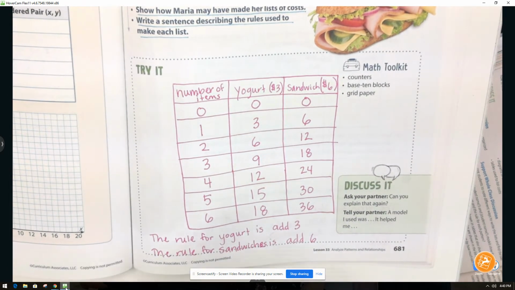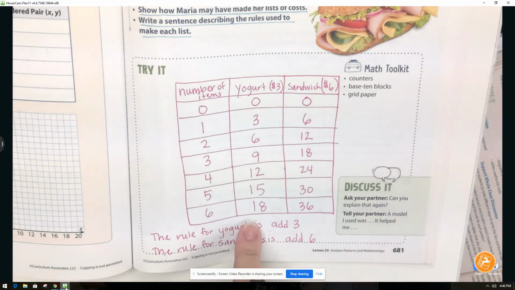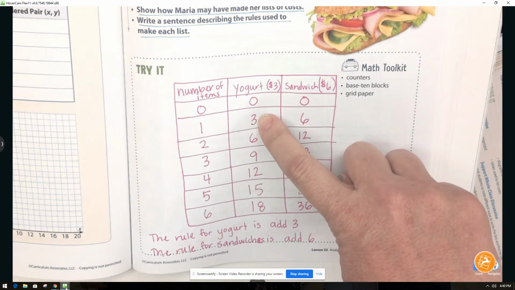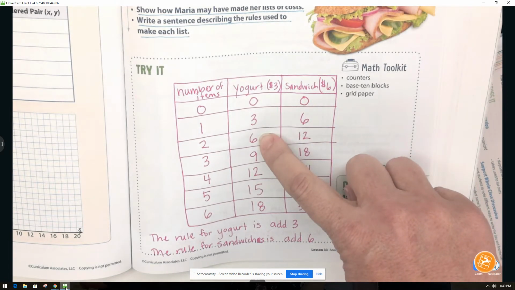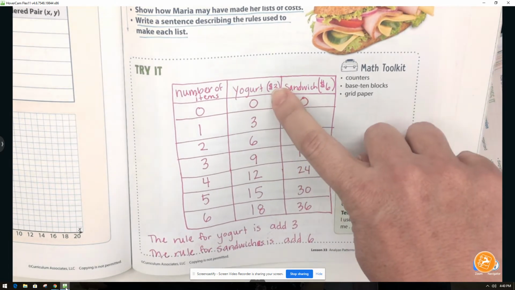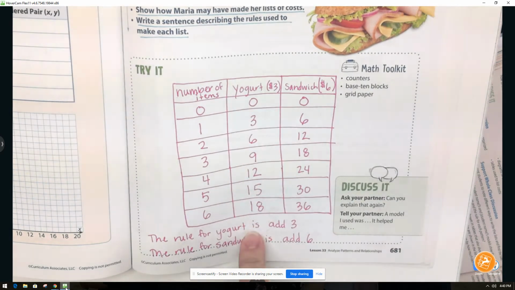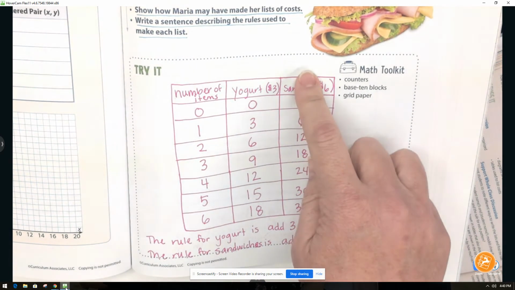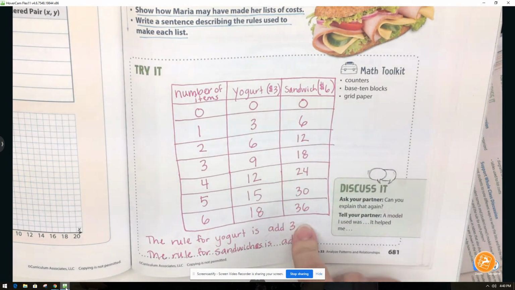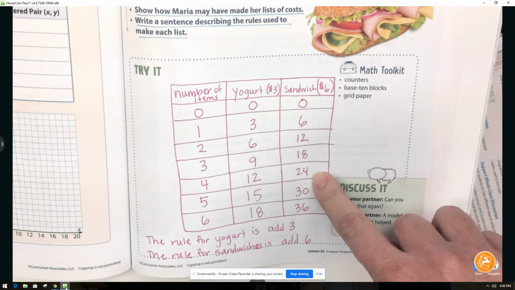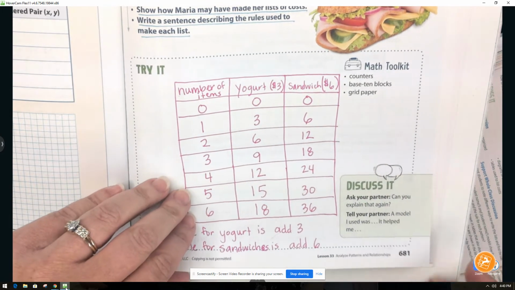So when we're looking for the rule, we always look at what is the rate, the amount of change from one term to the next. And we're going to get into that vocabulary in a minute. But what is it to go from one term to the next in the same, in this case, column because of the way I drew it. And then for sandwiches, it's the same. What is the rate of change from one term to the next term? All right, let's go ahead and go to page 682.